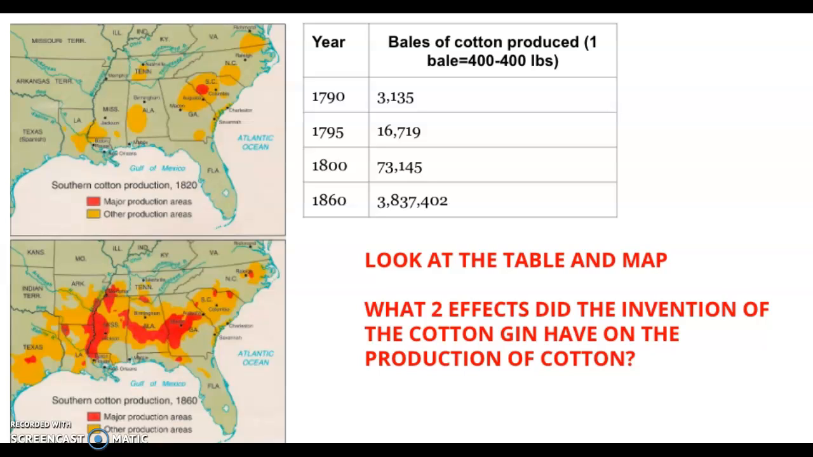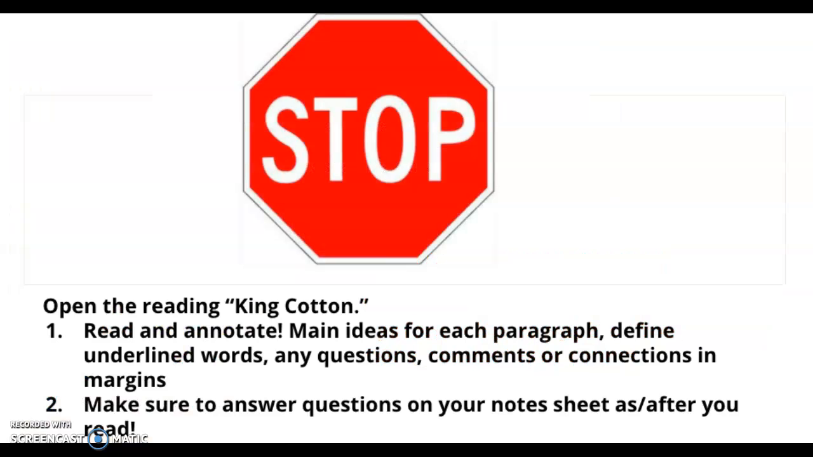So at this point, I am going to leave you to stop and open your reading. You're going to annotate it, make sure you're writing down main ideas, defining underlined words. There's a place at the top of your notes sheet to put those definitions. And write any questions, comments, or connections you can in the margins. Also make sure you're getting through all of those notes sheets.